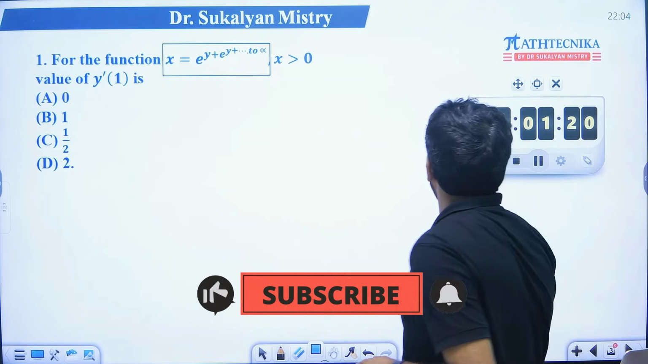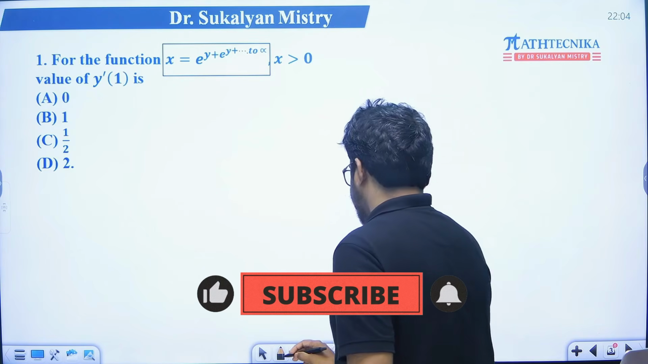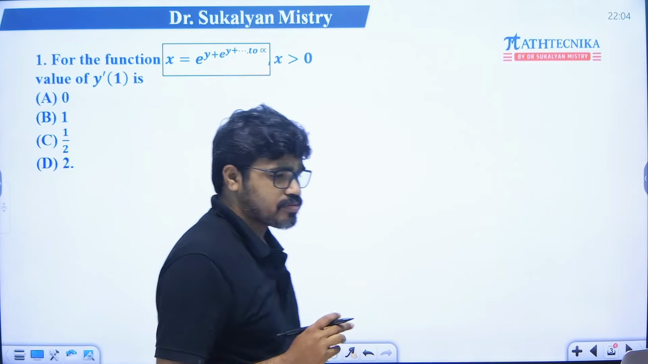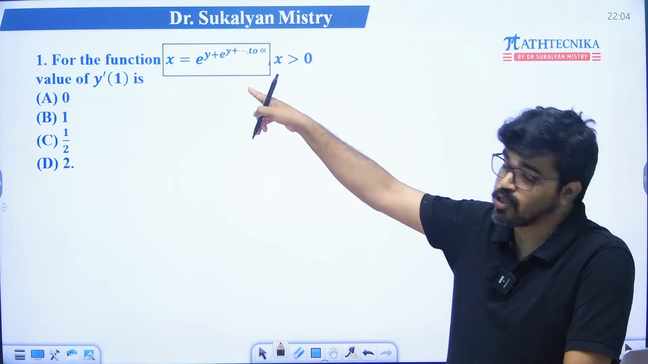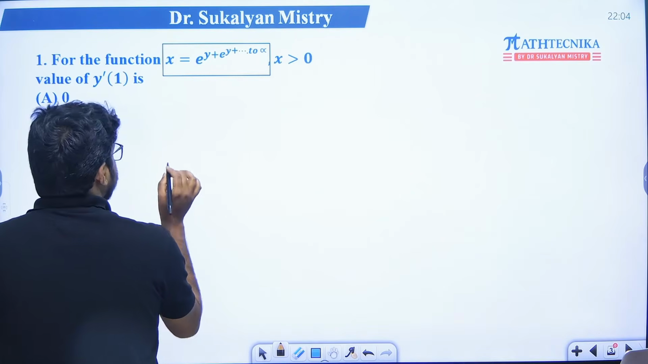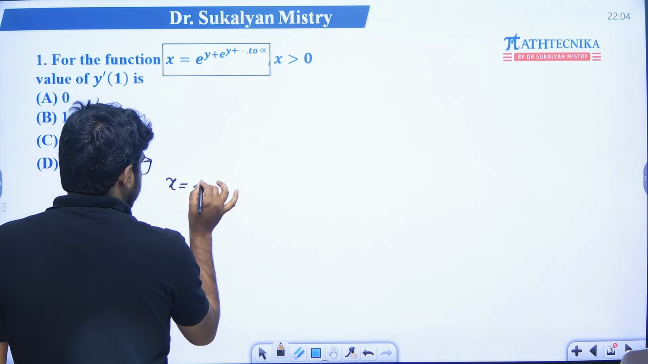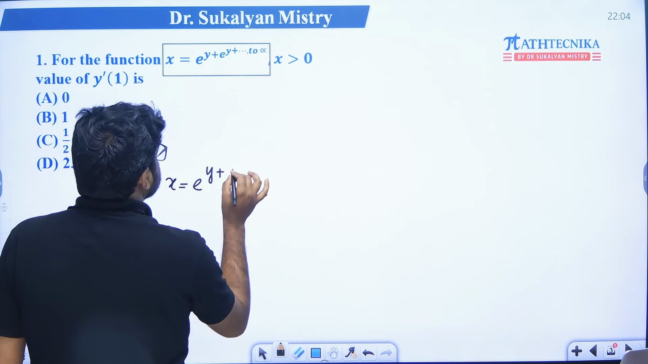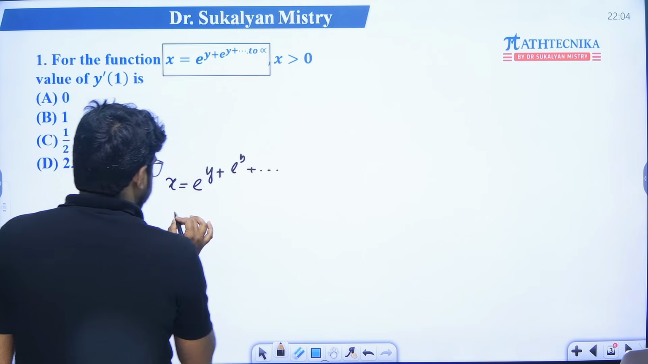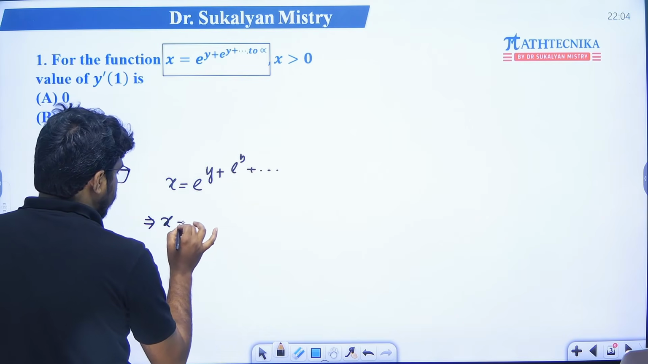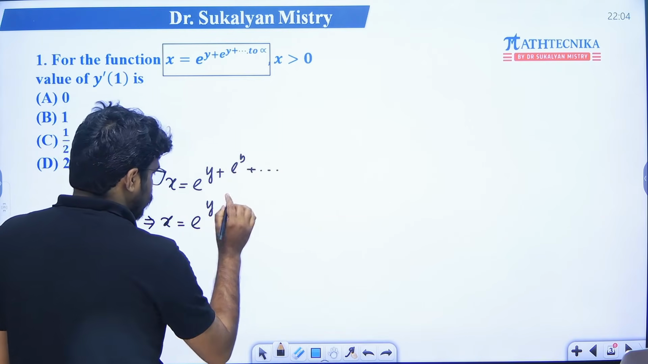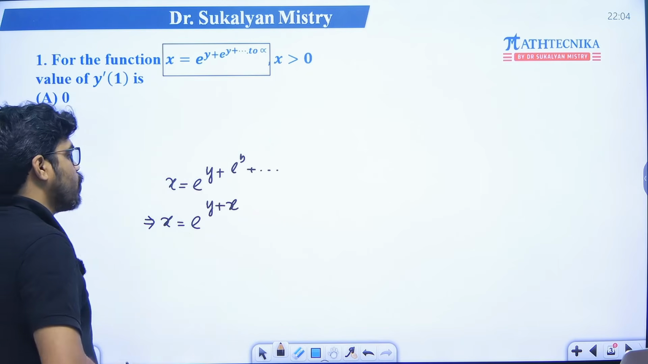Okay, very good. Time is already over. See this, what is given here? Here it is given that x is equal to e to the power y plus e to the power y plus e to the power, and so on. That means x is equal to e to the power y plus x, since the repeating part is x itself.